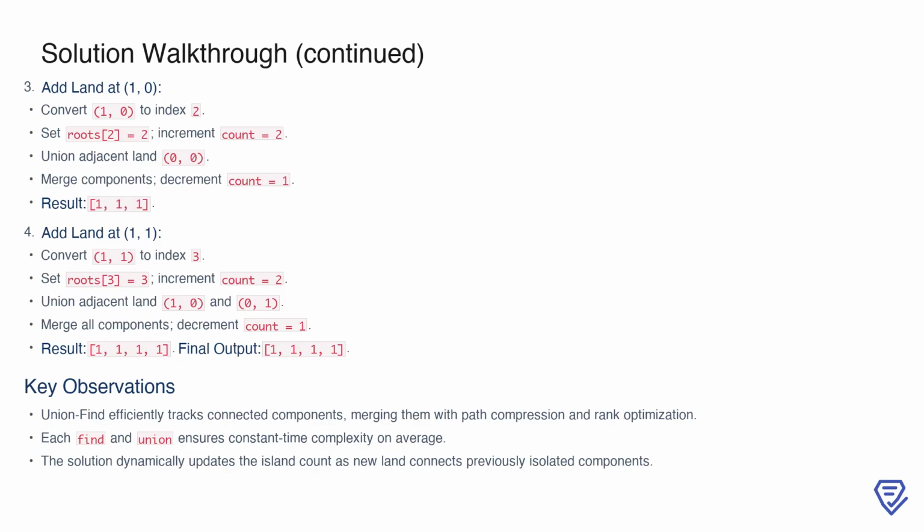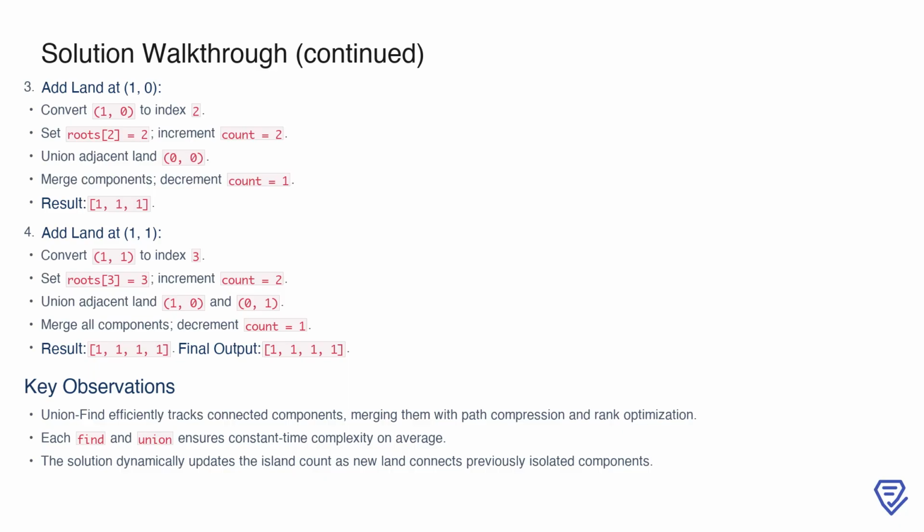The result is 1, 1, 1. Finally, adding land at 1, 1 corresponds to index 3. We set roots[3] equals 3 and increment the count to 2. Both 1, 0 and 0, 1 are land, so we merge all components, reducing the count back to 1. The final result for this sequence is 1, 1, 1, 1.